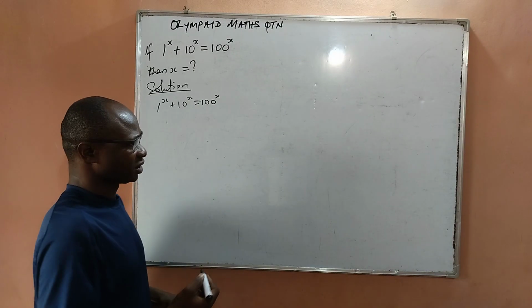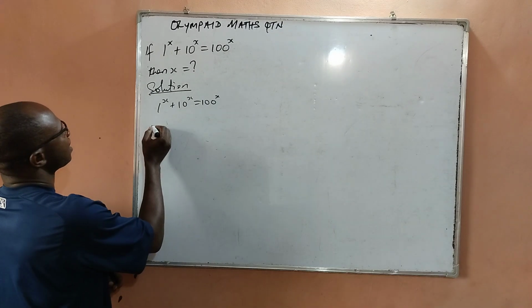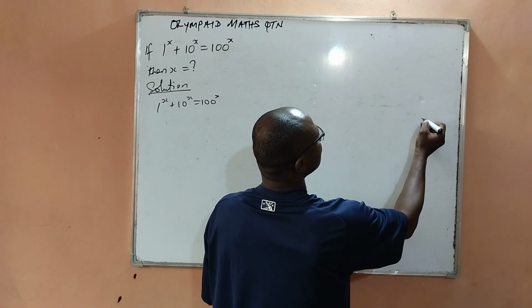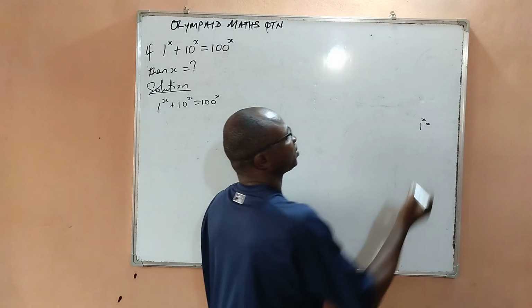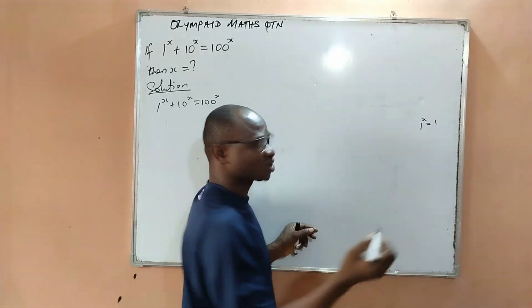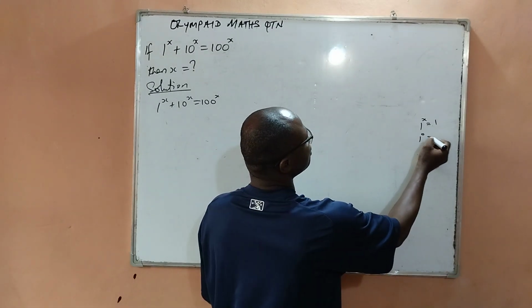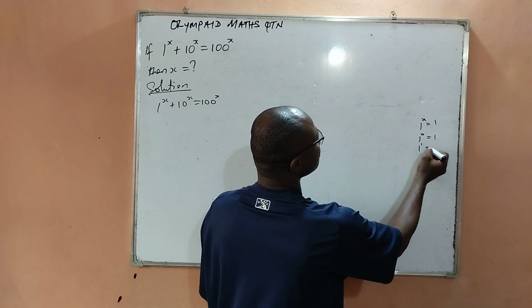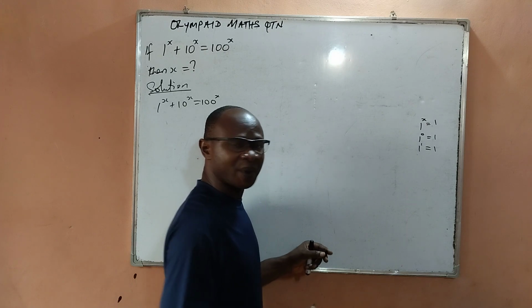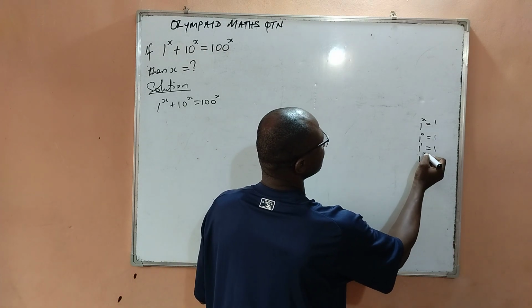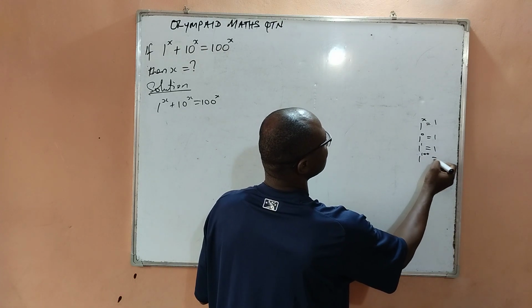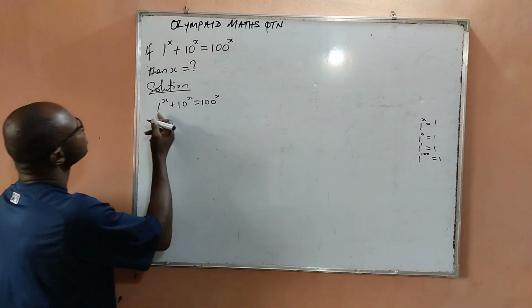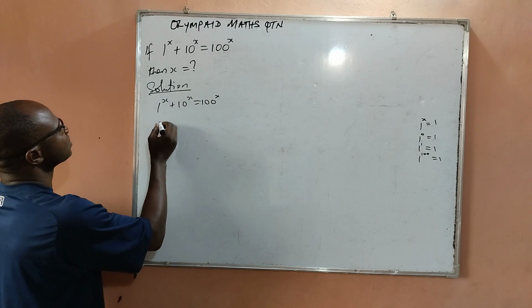I want you to recall that 1 raised to power x is equal to 1, because x can either be 0, which is 1 raised to power 0, or x is 1, which is 1 raised to power 1, or x is 100, which is still 1. So 1 raised to power any number is of course 1. So I can write this 1 raised to power x as 1.